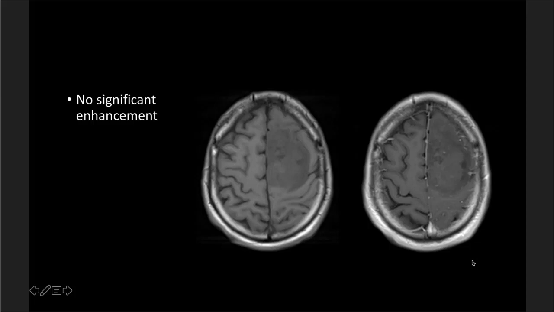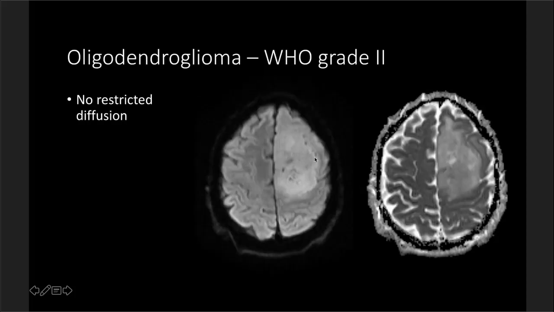On diffusion-weighted imaging, there's no restricted diffusion in this mass. So the mass is about equal to adjacent brain parenchyma on DWI, and on the ADC map, it's brighter than the brain parenchyma. So that means no restricted diffusion. And this is going to be a lower grade tumor. This is a WHO grade 2 oligodendroglioma.